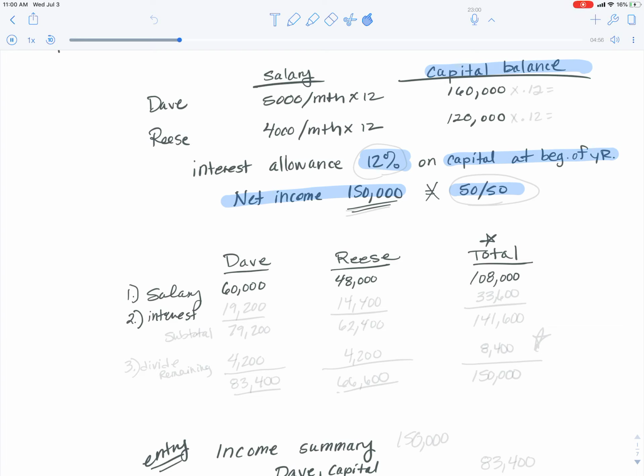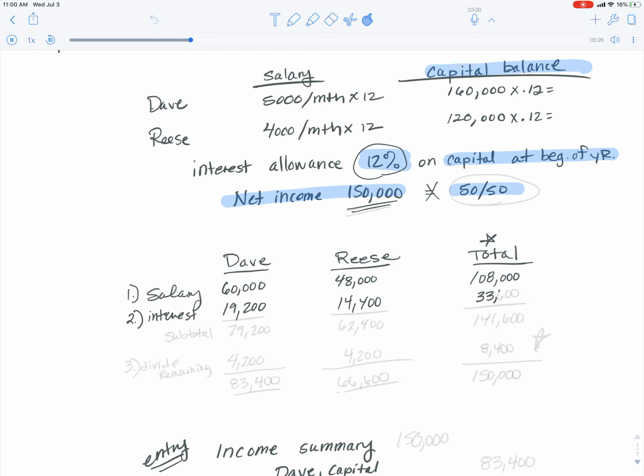Okay? Well, the partnership agreement says that we're going to pay 12% on the balances. So Dave gets 12% times his 160, and Reese gets 12% times her 120. So 12% times 160 is 19,200 and 14,400 for Reese.